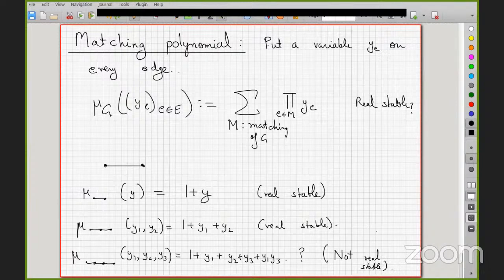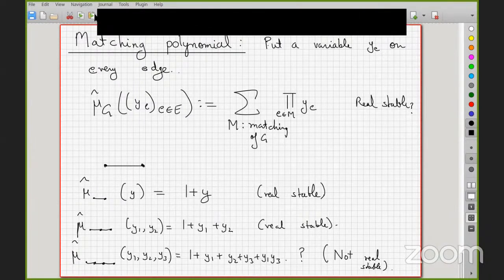But something else is. We'll see that this mu_G is actually stable in a certain way, which is that if I now put a, let me call this mu hat, and the usual matching polynomial, this is why it's defined in this weird way, you just put some signs.